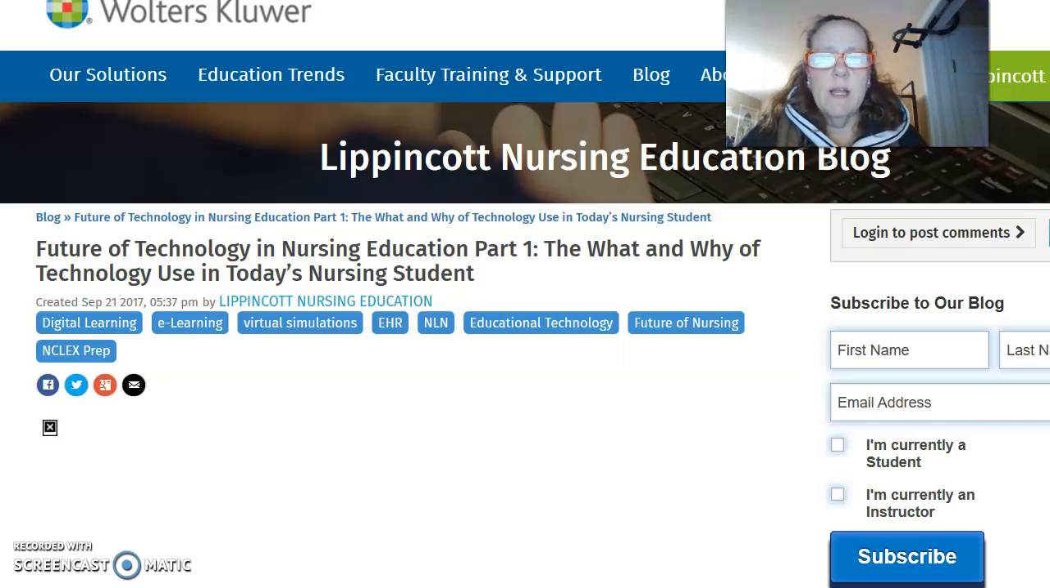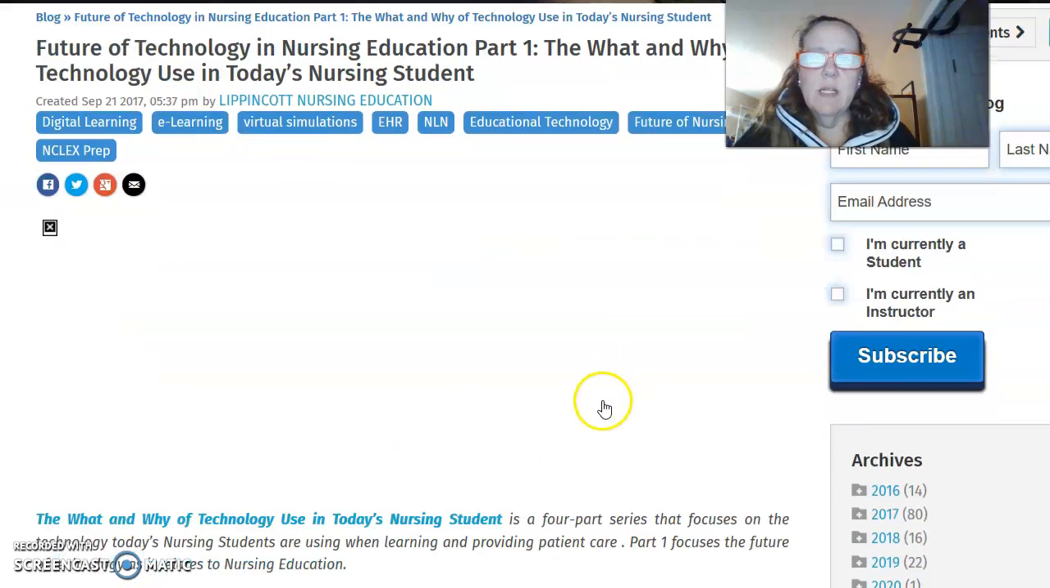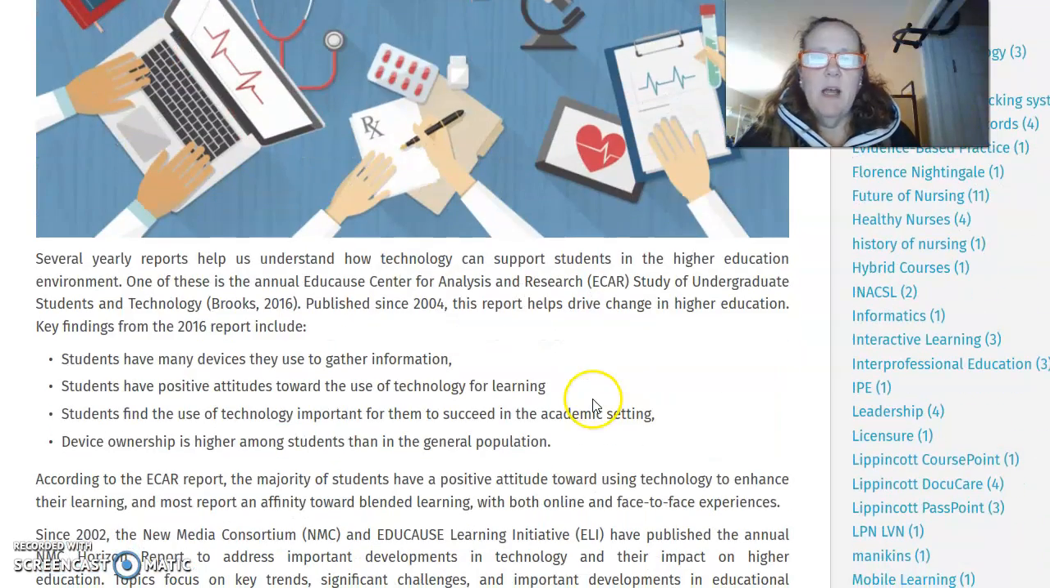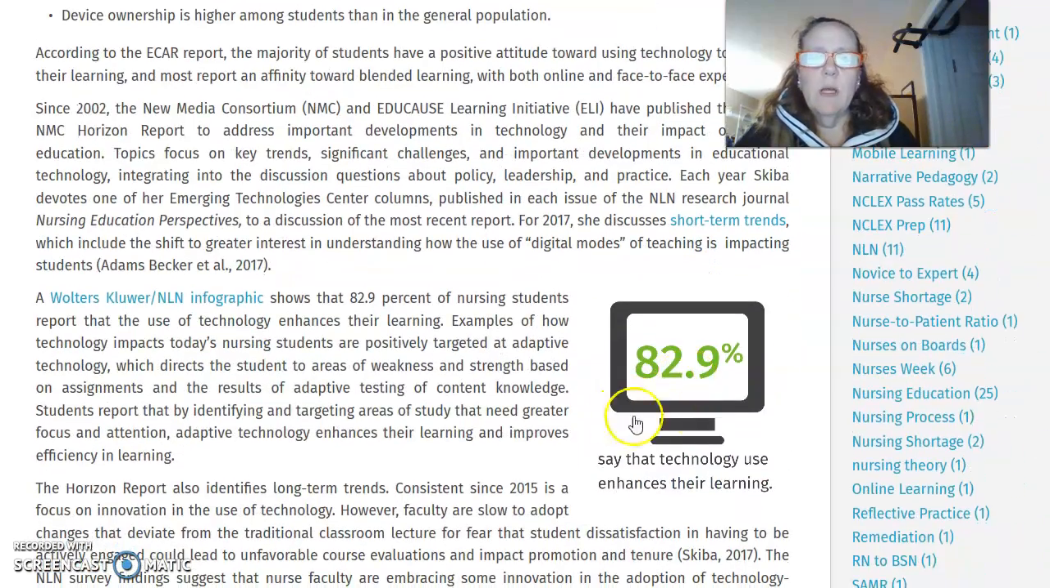A couple of articles that I found were very interesting. This article was published by our textbook company, Wolters Kluwer, The Future Technology of Nursing Education, the what and why of technologies used in today's nursing students. And they did find, and research is showing over and over again, that a majority, in this case 82.9% of the students, say that technology is enhancing their learning.